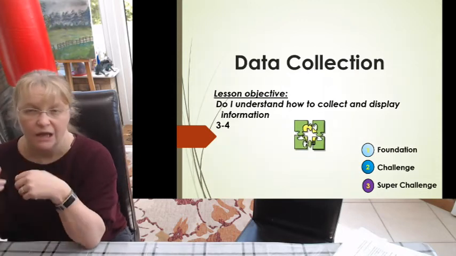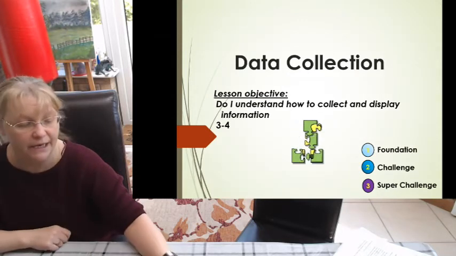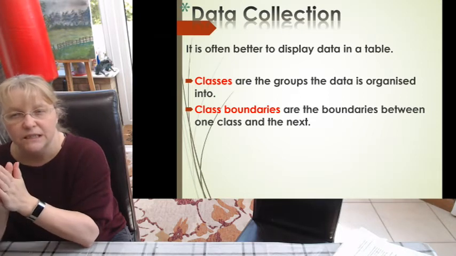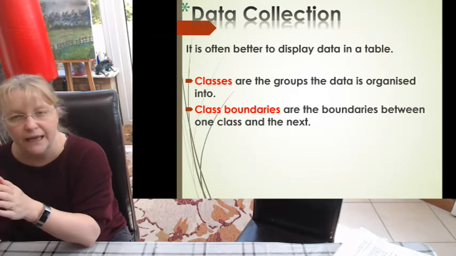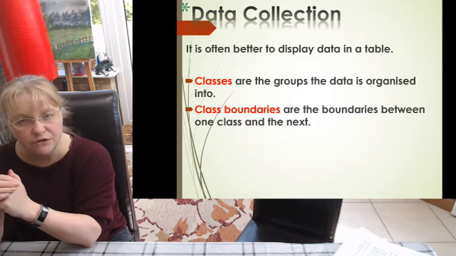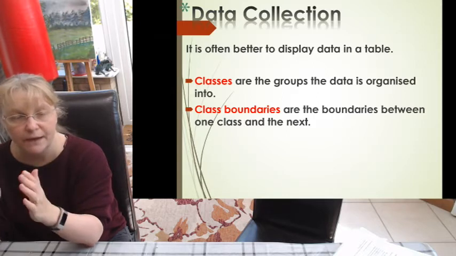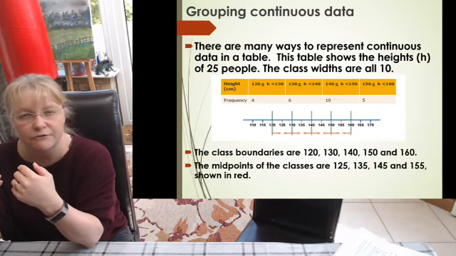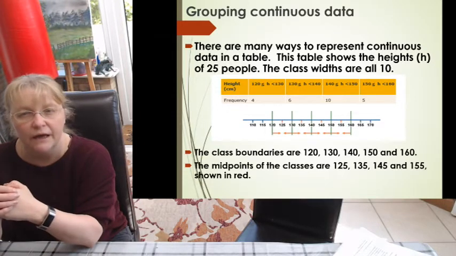Next one is data collection. How do we collect data? Now, it's often better to display data in a table. Classes are the groups that the data is organized in, and class boundaries are the boundaries of that data. So we can see here, there are many ways to represent continuous data in a table.